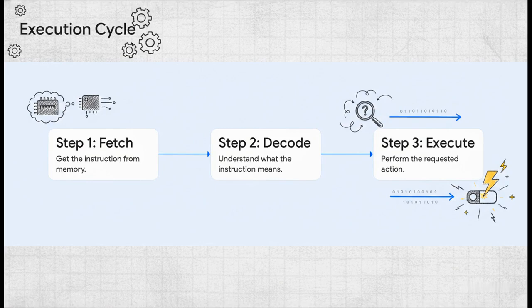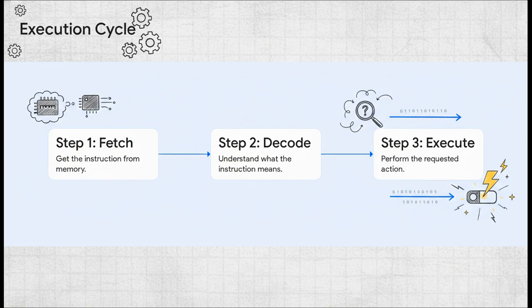First, the CPU has to fetch the instruction from that memory warehouse. Second, it has to decode it to figure out what it's being asked to do. And finally, it will execute the command. Fetch, decode, execute. It does this over and over billions of times every second.